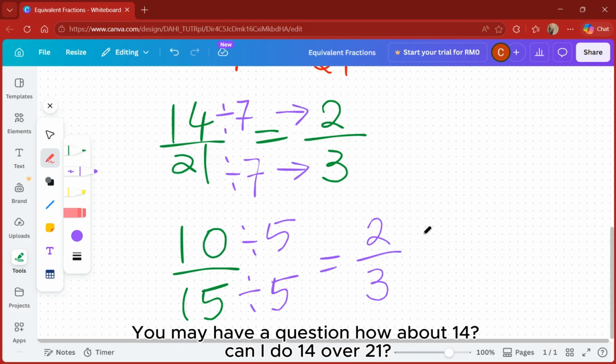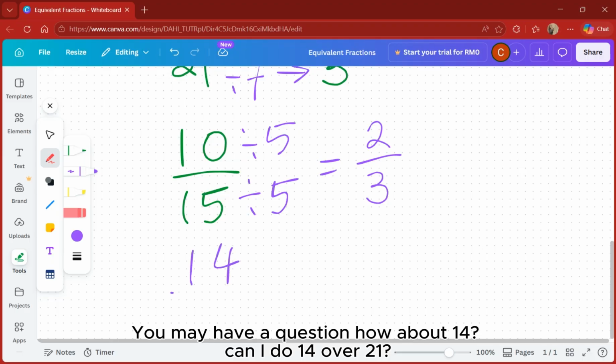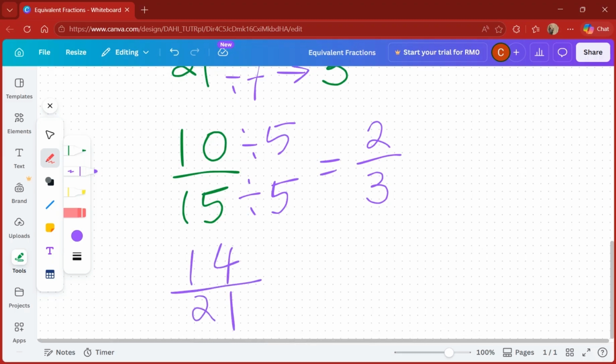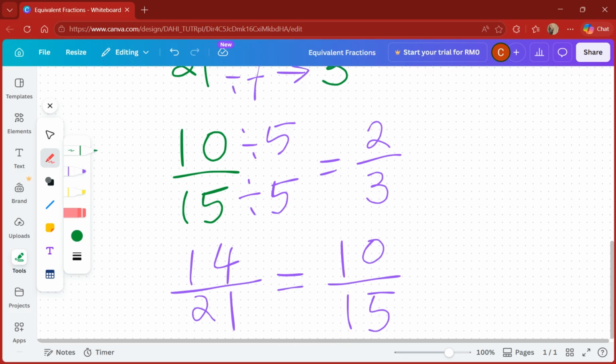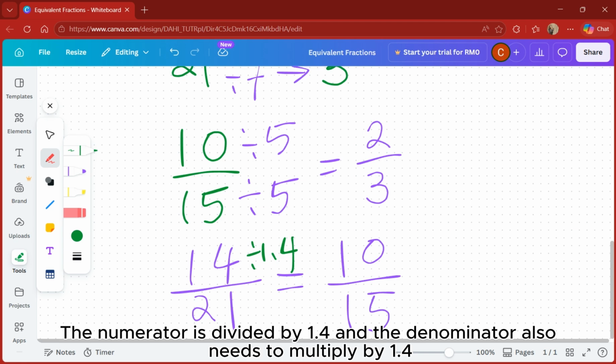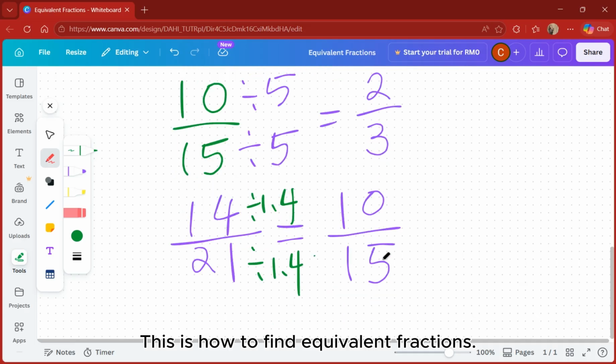And you may have a question. How about 14 over 21? Can we convert it into 10 over 15? Yes, we can. We just divide it by 1.4. Numerator divided by 1.4, denominator also divided by 1.4. Then we can get 10 over 15. This is how to find equivalent fractions.